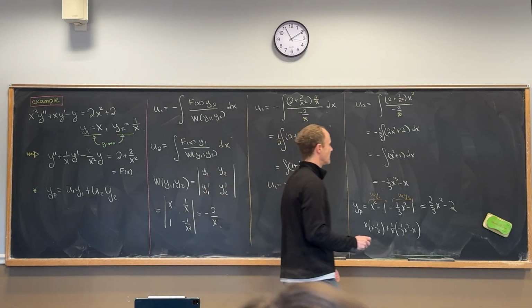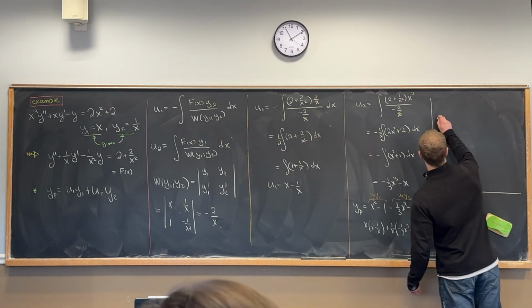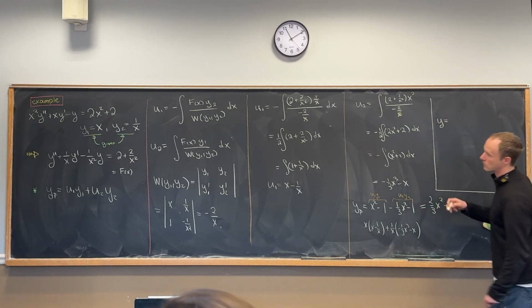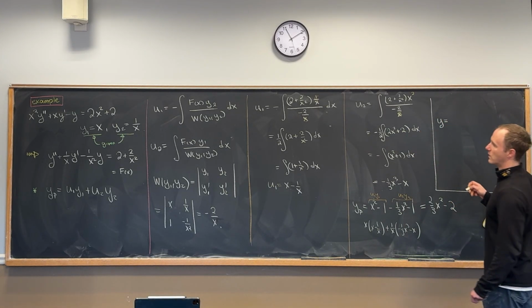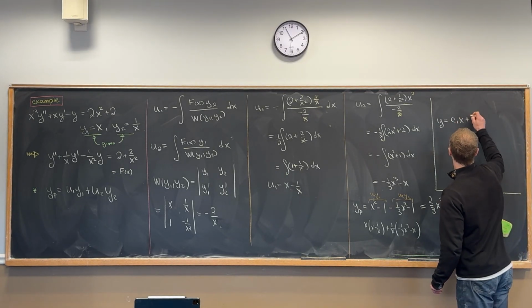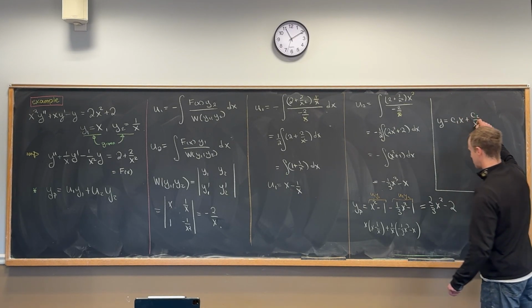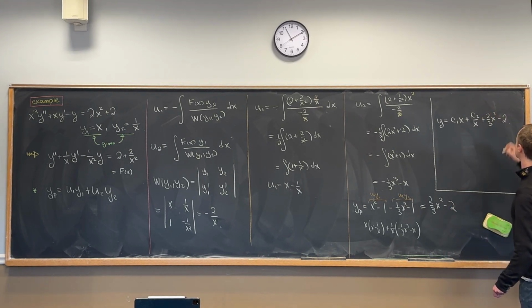Yeah. And so if we were to go ahead and write the final answer, we would have y equals a linear combination of y1 and y2, so that's going to be c1 x plus c2 over x, and then this part, so plus 2/3 x squared minus 2. So we've got something like that.